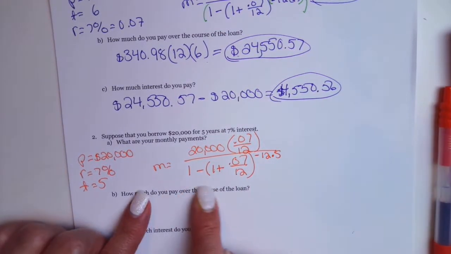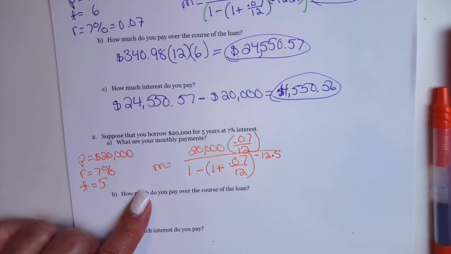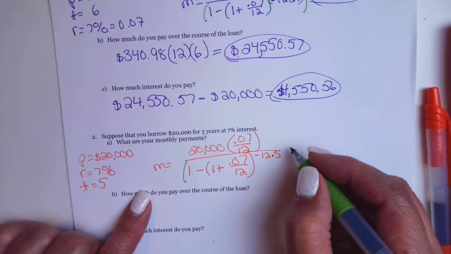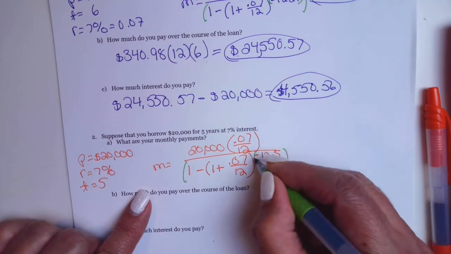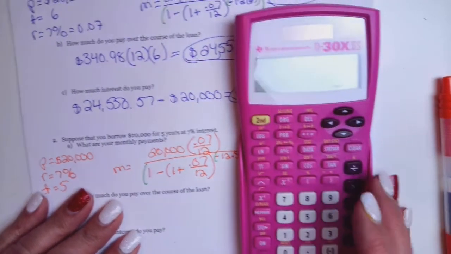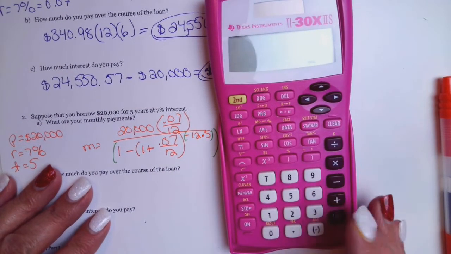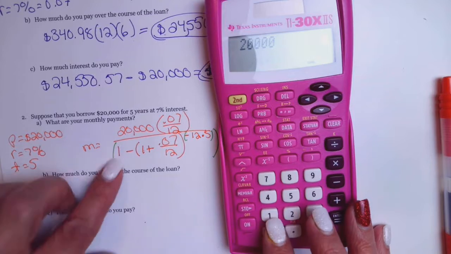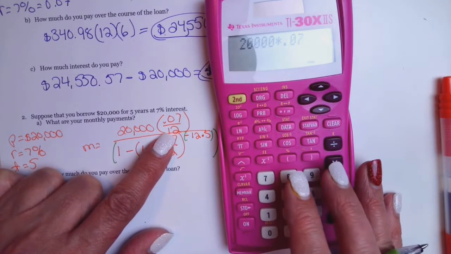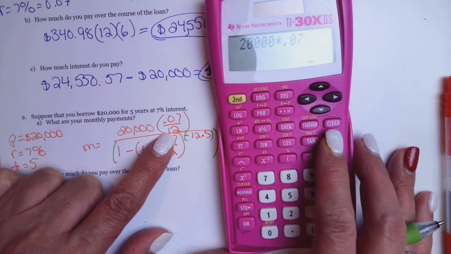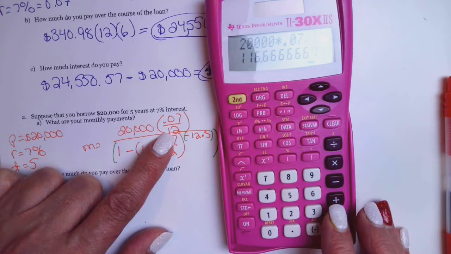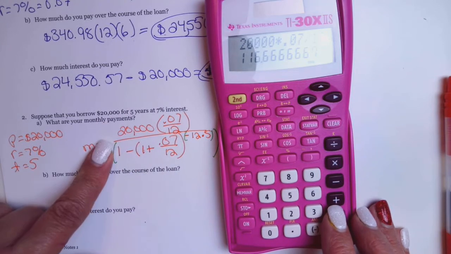Again, remember that you've got to put parentheses all the way here and over here on the calculator. So let's see. We have $20,000, and these parentheses we don't necessarily need. You can put them, but it doesn't matter. Divided by 12, and I hit the equal sign here so that I get what's on the top.